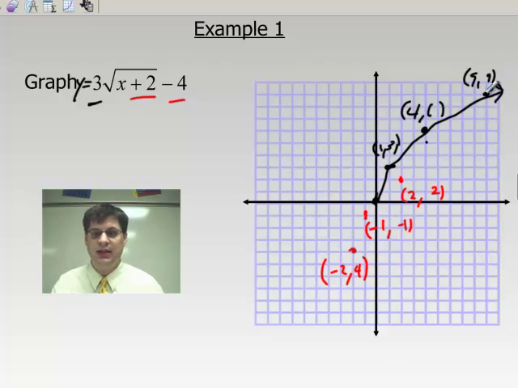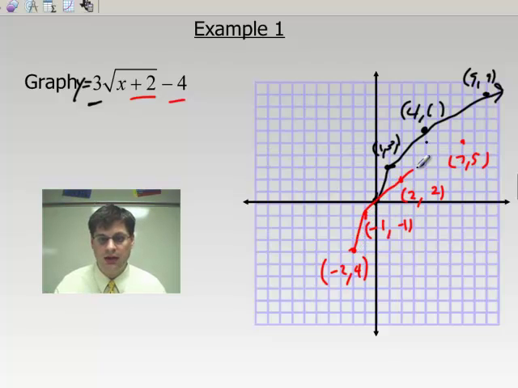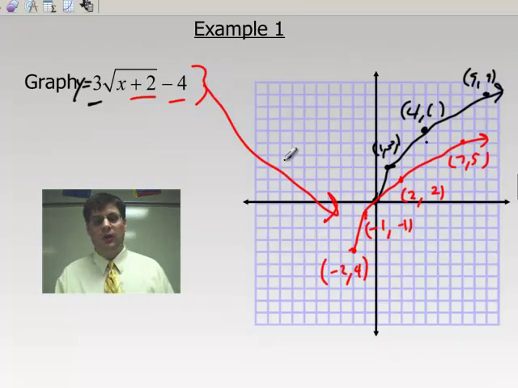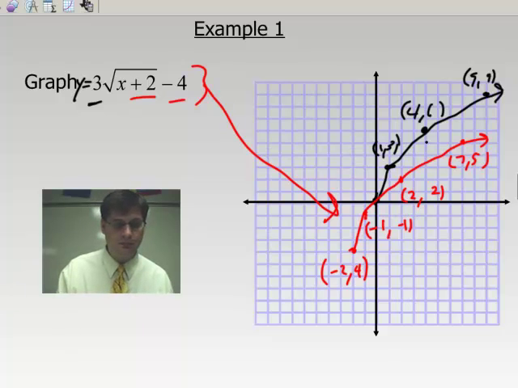And then finally we can take 9, 9, and then go left 2, so 7, and then down 4. And 9 minus 4 is going to give us 5. So I'll write that as 7, 5. I connect those points, and we've successfully translated our graph. So this would be our final equation. So this would match up with that guy right there. Okay, so that's a square root.